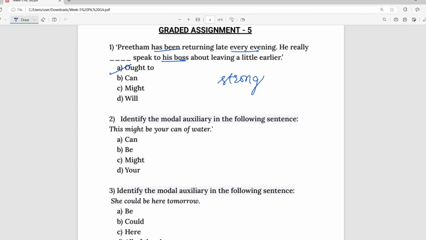The second one, identify the modal auxiliary in the following sentence. Okay, this might be your can of water. Easy, it's might. It expresses possibility, saying this might be your can of water. Please don't get confused here. Here can is a noun. Here it means container. A noun it is. Here the modal auxiliary is might.